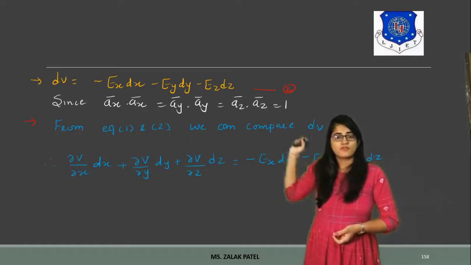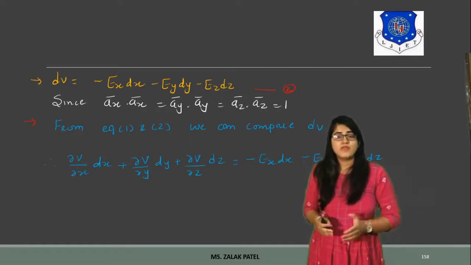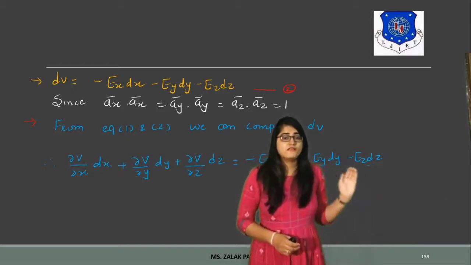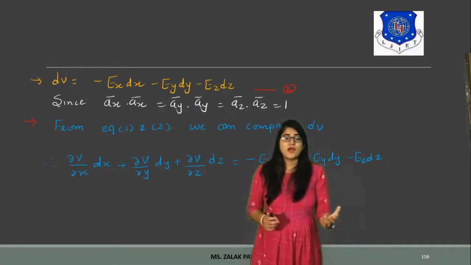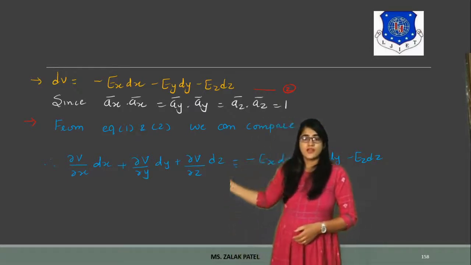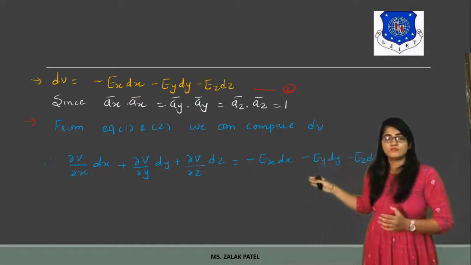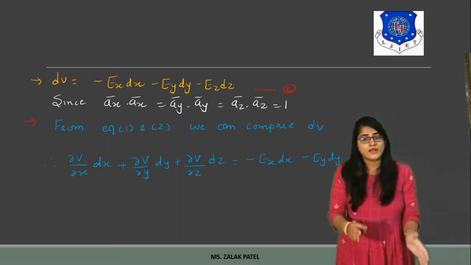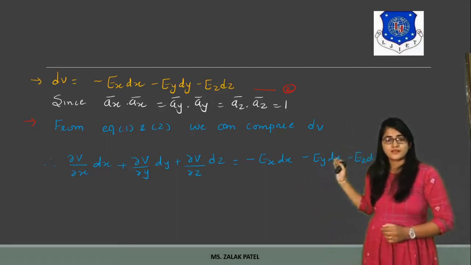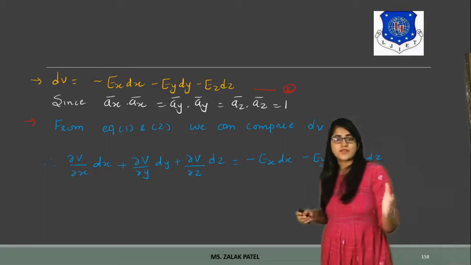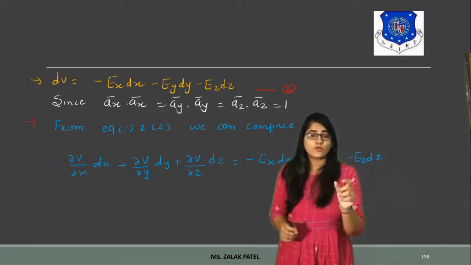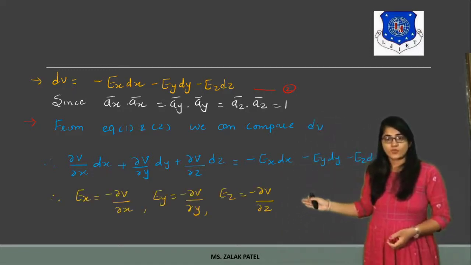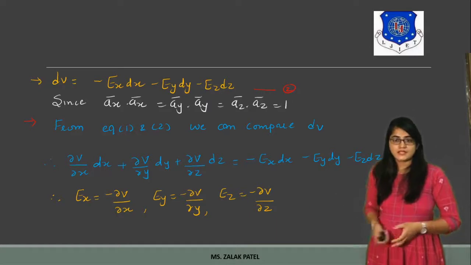But from equation number 1 and 2, if we compare, then del V by del x dx plus del V by del y dy plus del V by del z dz will be equal to this term, because this is nothing but the equation of dV. Both are the equation of dV, so we can compare equation number 1 and 2. If we compare, then dx will be cancelled out from both the sides. So we get the components of Ex, Ey as well as Ez. This is how we can write each component: Ex equation, Ey equation and Ez equation.